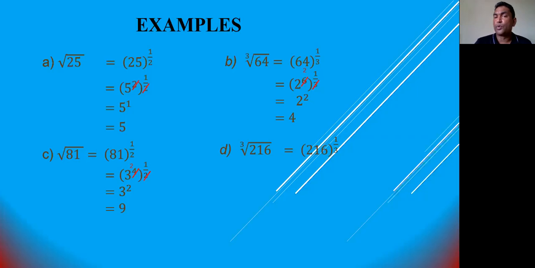For example, cube root of 216. Here you're going to write 216 in index form. You're going to obtain 2 power 3 times 3 power 3. Here this power 1/3, which is outside the bracket, belongs to both 2 power 3 and 3 power 3. So using the power law, you're going to multiply 3 by 1/3. You'll be left with 2 power 1 times 3 power 1, which is equal to 6.